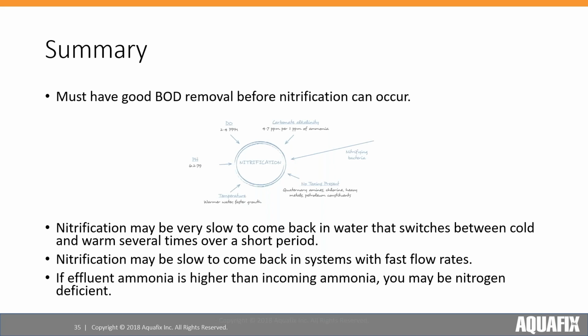So in summary, you must have good BOD removal before nitrification can occur. If your heterotrophs are not working efficiently and you run into problems with mixed liquor and sludge age, your nitrifiers won't function. They may be dormant if they are present, but they also might just get washed out of the system. Some conditions will also make it difficult to reestablish a large working population of nitrifiers. That's why I generally stress that you first need to get good BOD removal before we can try to do anything else to increase nitrification in a wastewater treatment plant.